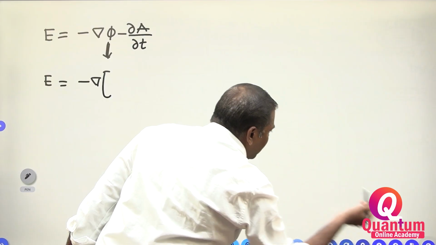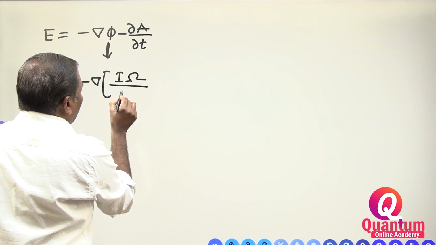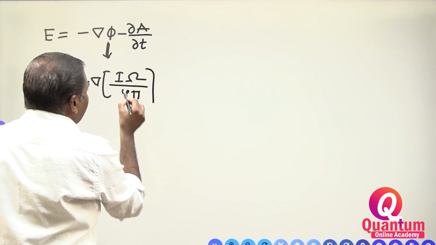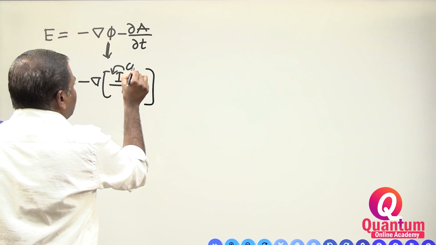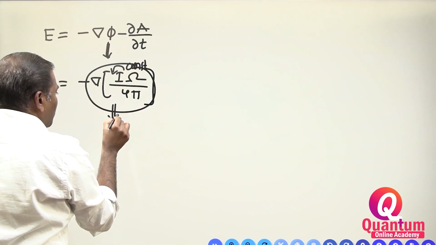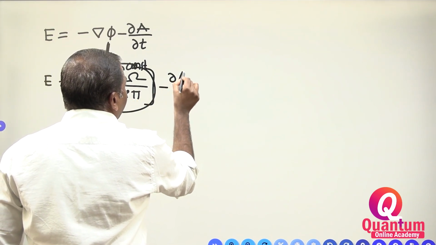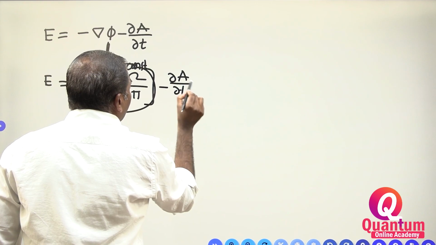Here φ is IΩ/4π, which is a constant value. All of it is constant, so the gradient goes to 0. What remains is minus ∂A/∂t.